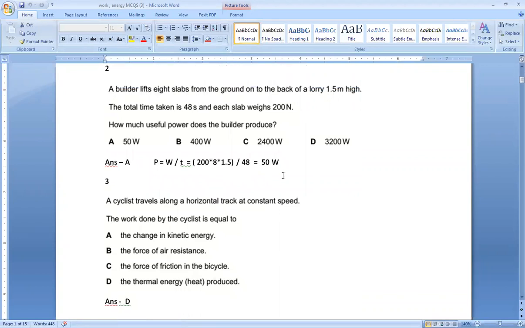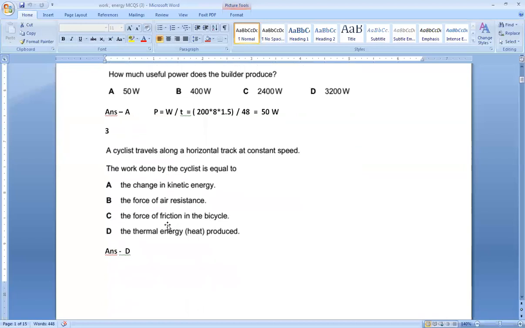So it gives you the total work done in lifting 8 slabs divided by time. Because power is work done divided by time, I have divided the work done in lifting the 8 slabs by 48 seconds. That gives me 50 watt. So option is A.